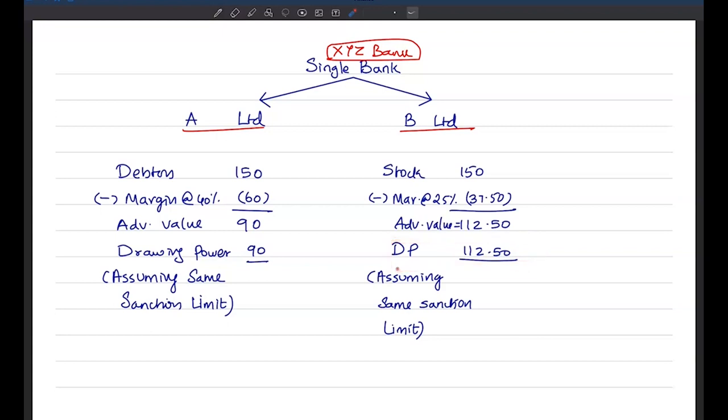Now just imagine, look at the fate of this bank. Already they are at risk for having taken exposure on this balance 50. Okay, that itself is at risk.